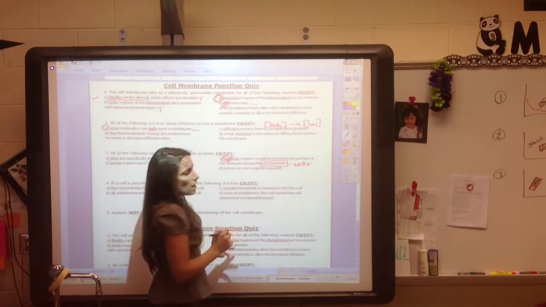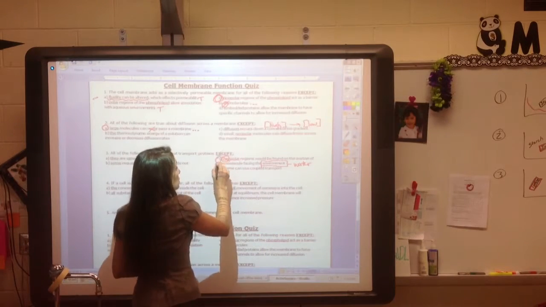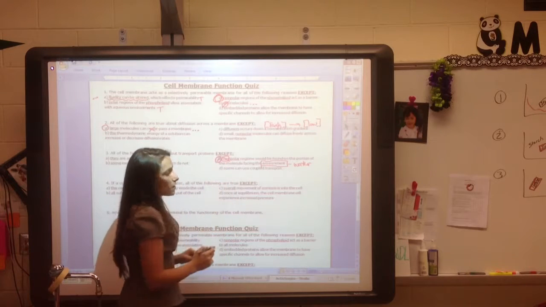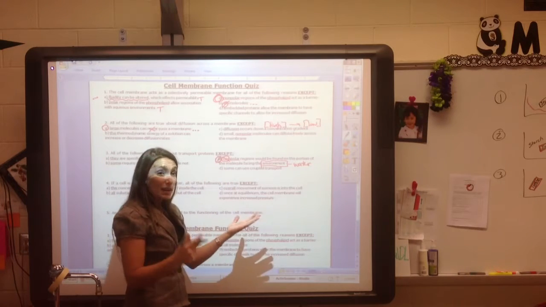Our environment is usually water. Non-polar molecules would not be found on the outside. So C is the one that is false. And D, some can use coupled transport. That's your symports and antiports.